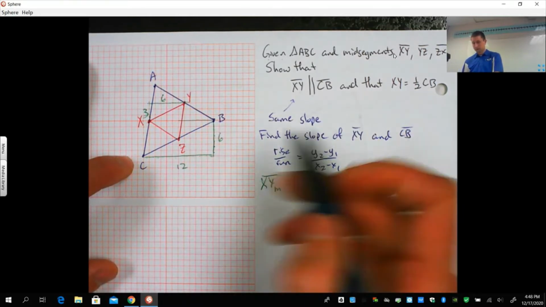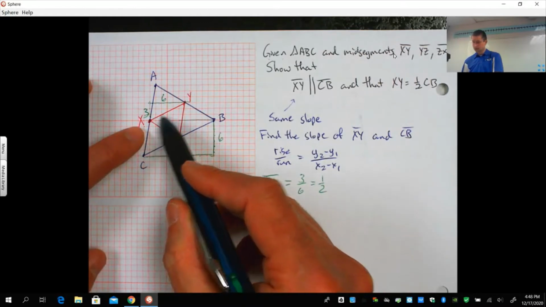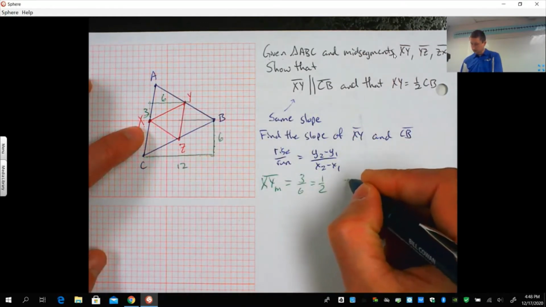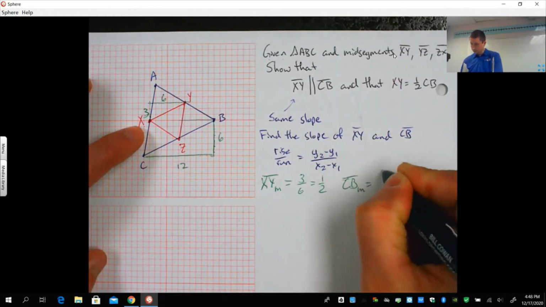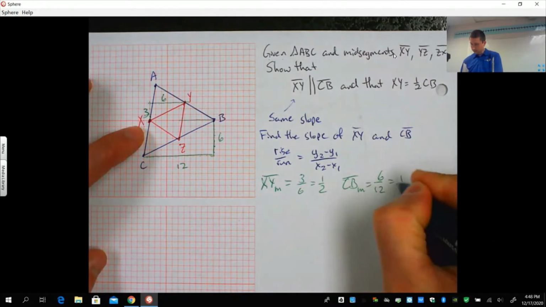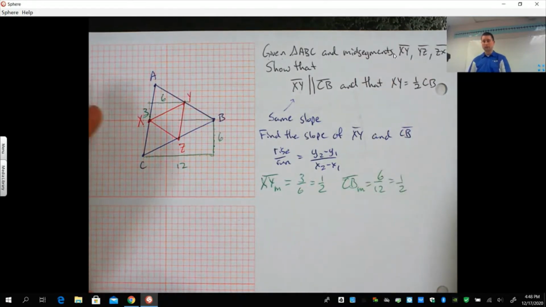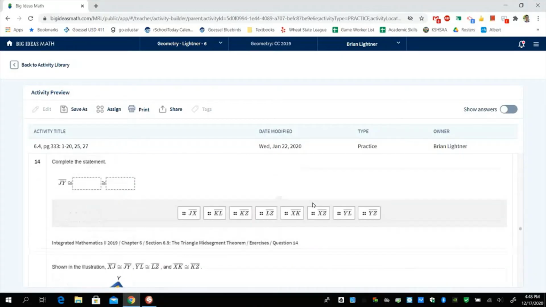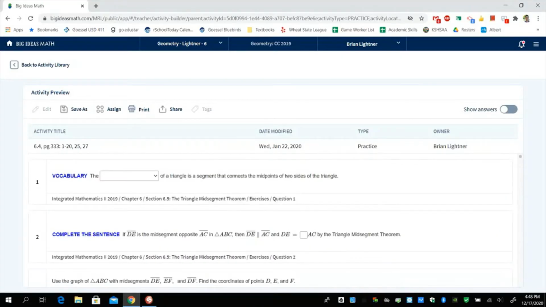Okay? So notice rise over run, these are both positive slopes. So the slope of CB would be 6 over 12, which is 1/2. So we've shown that they are parallel. And when you get to your assignment, you'll just get those numbers in there. Go back up to the top.